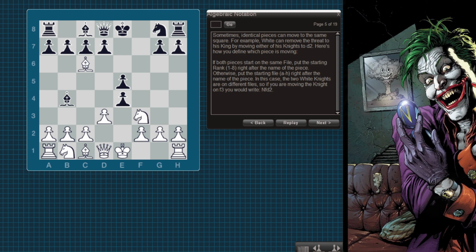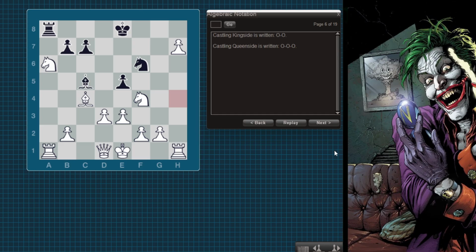Sometimes identical pieces can move to the same square. For example, white can remove the threat to his king by moving either of his knights to D2. Here's how you define which piece is moving. If both pieces start on the same file, put the starting rank, 1 through 8, right after the name of the piece. Otherwise, put the starting file, A through H, right after the name of the piece. In this case, the two white knights are on different files. So if you're moving the knight on F3, you would write capital N, F, D2.